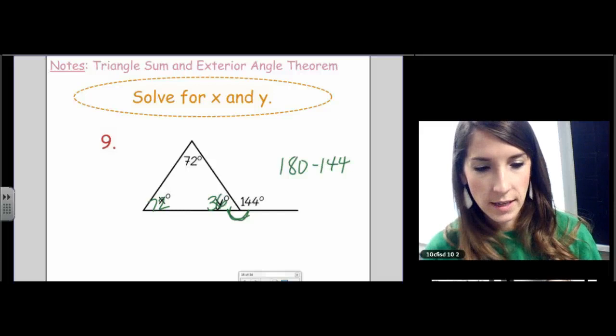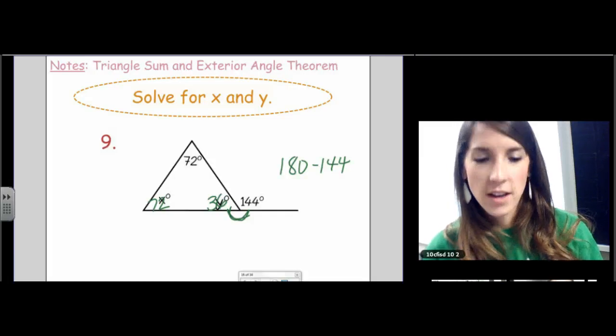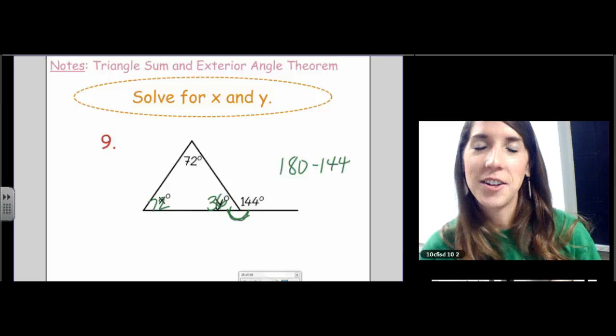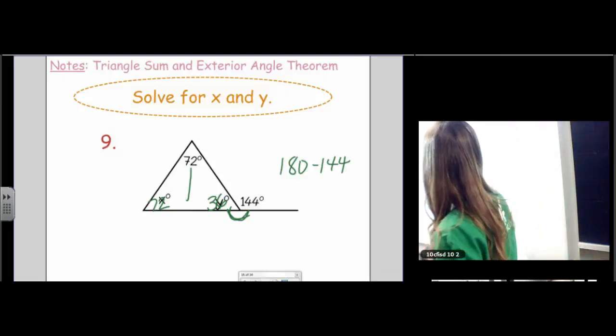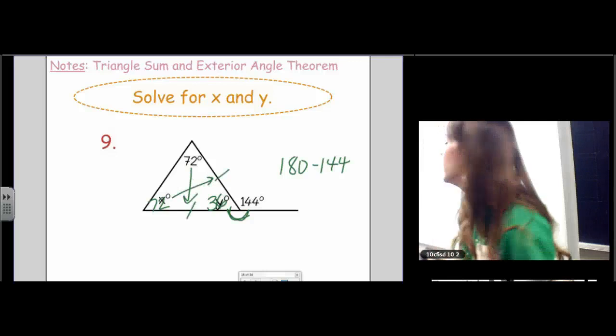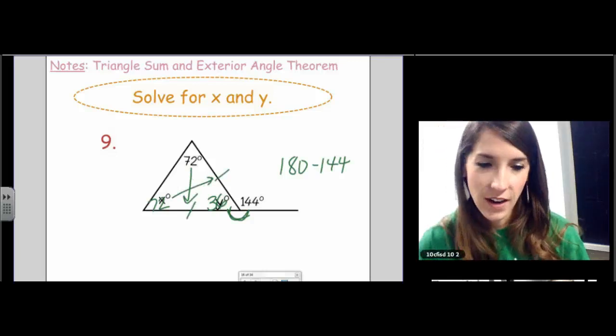Graham, what kind of triangle is it? Very good, Graham. It is an acute triangle, and yes, I know you're all saying isosceles because you know that if 2 angles are congruent, then the sides opposite are congruent. So it is acute and isosceles. Very good. Okay.